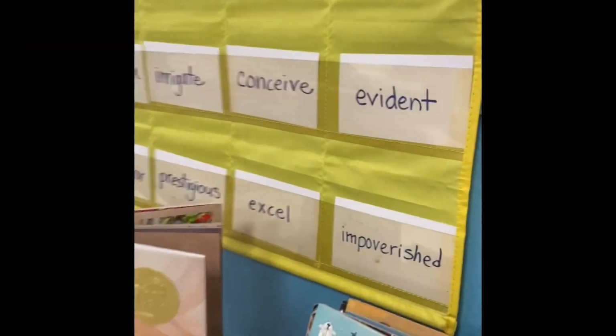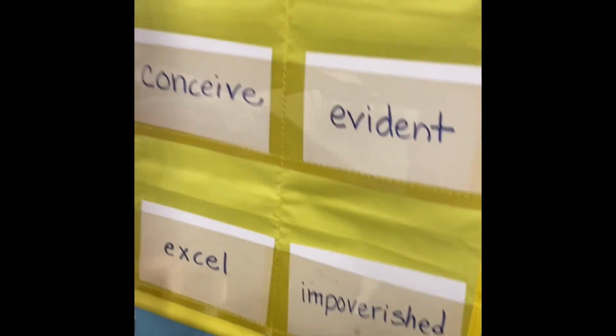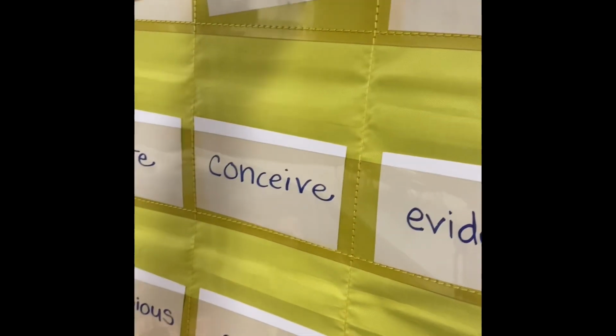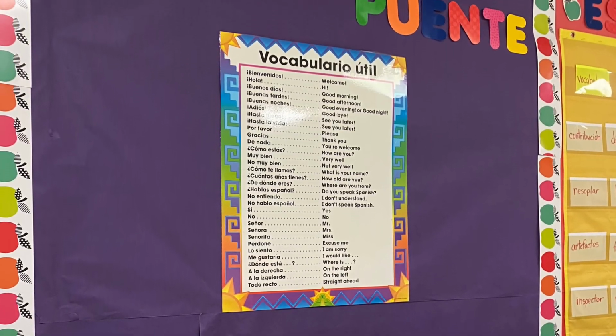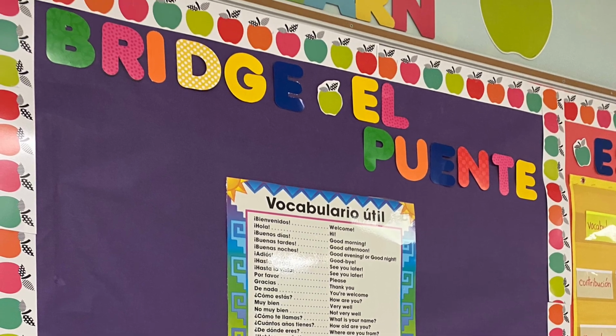So the students can just grab them if they forgot a definition or if we're doing activities. The definitions are in the back. They can also play games with them at any time. I think it's more interactive and better this way. I also have what is known as the bridge, which is the connection between the languages.